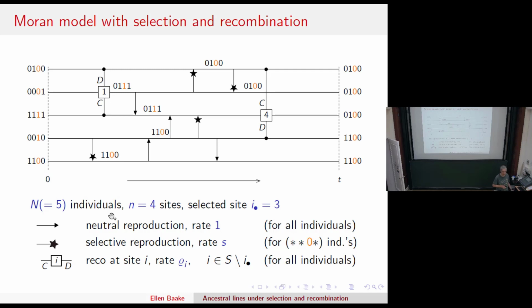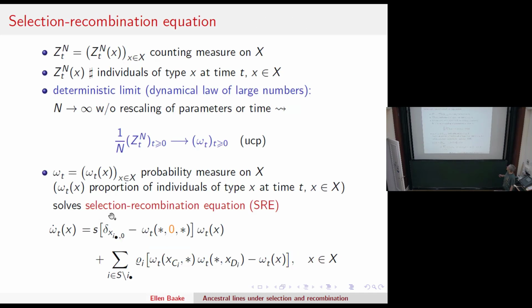And last but not least, we have the recombination events. They are indicated by squares with a recombination site inscribed. And such a square means that the individual before the square is replaced by an offspring that is pieced together from a randomly chosen head and a randomly chosen tail. So this individual here is combined from the head of this one and the tail of this one. Gives this. Okay, so far for the interacting particle representation. What comes next?